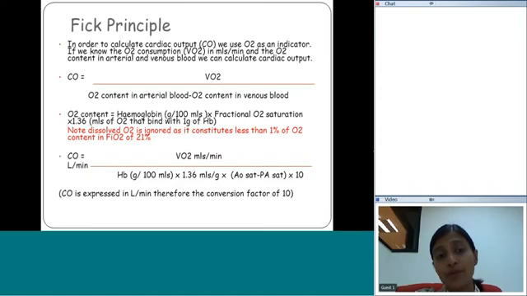And you multiply that by the saturation. So how saturated is the hemoglobin? Say, for example, the saturation is 95%, then you multiply that by 95 divided by 100, or 0.95. So it's not just the oxygen saturation, it is the fractional oxygen saturation.